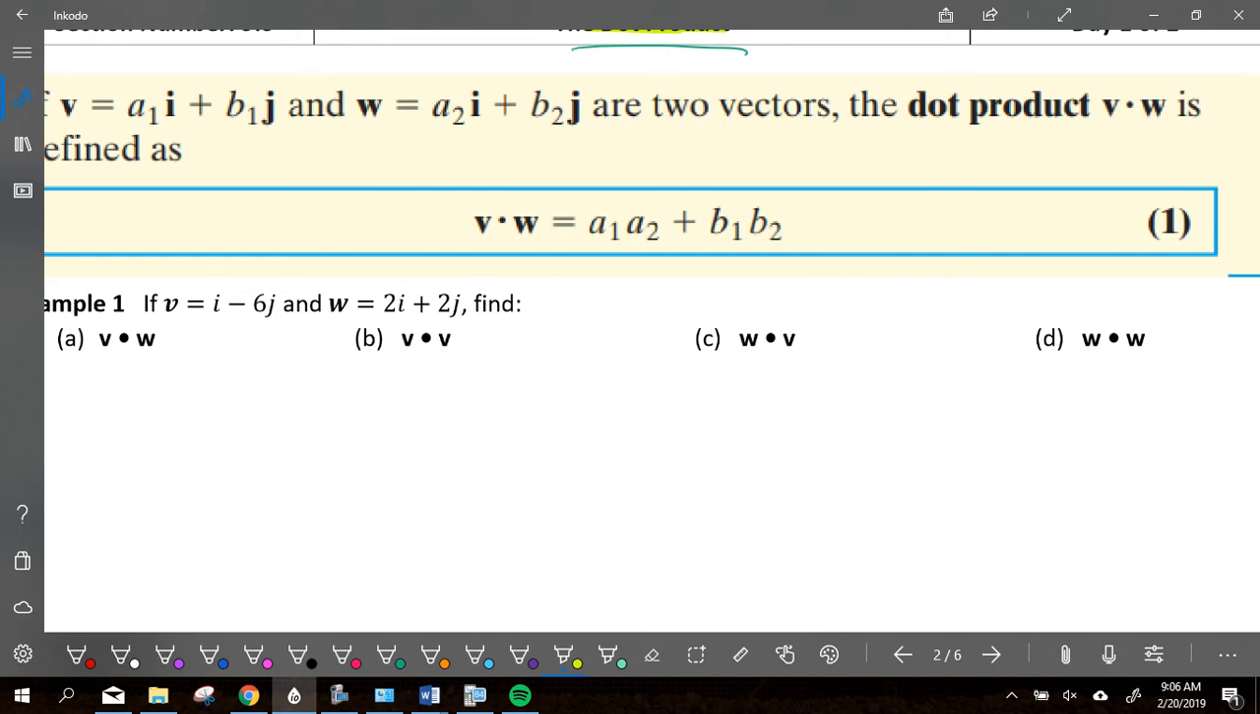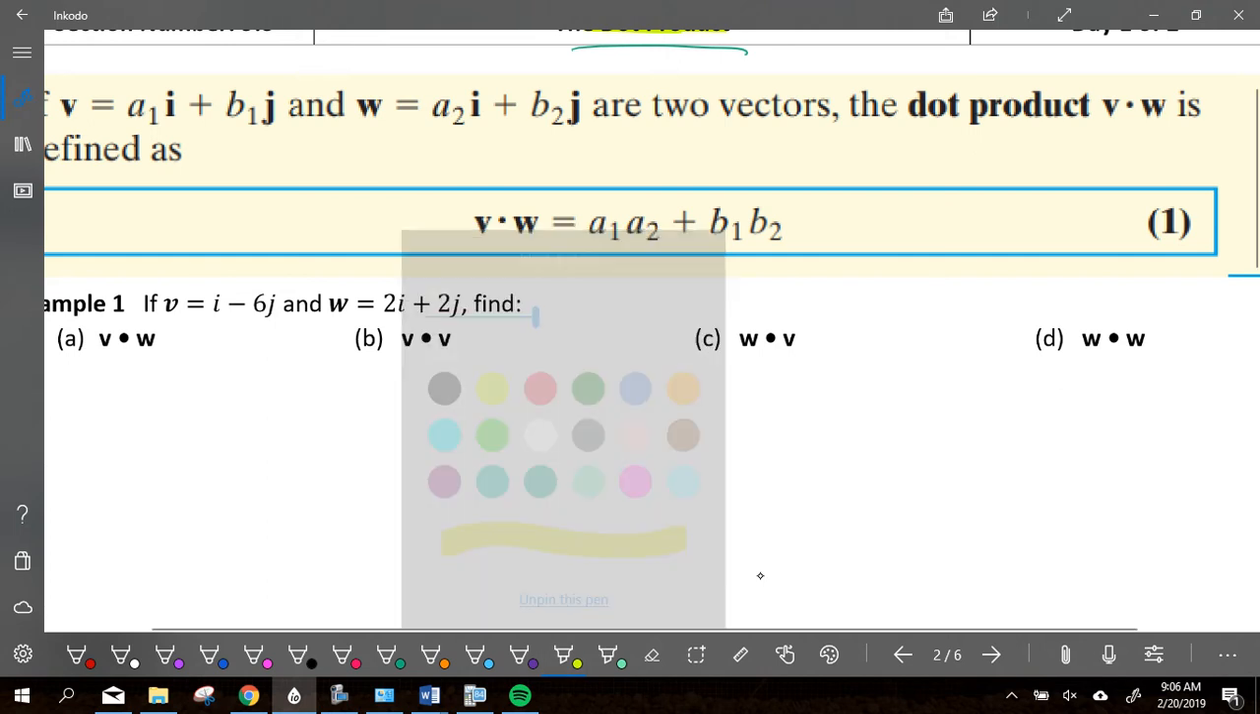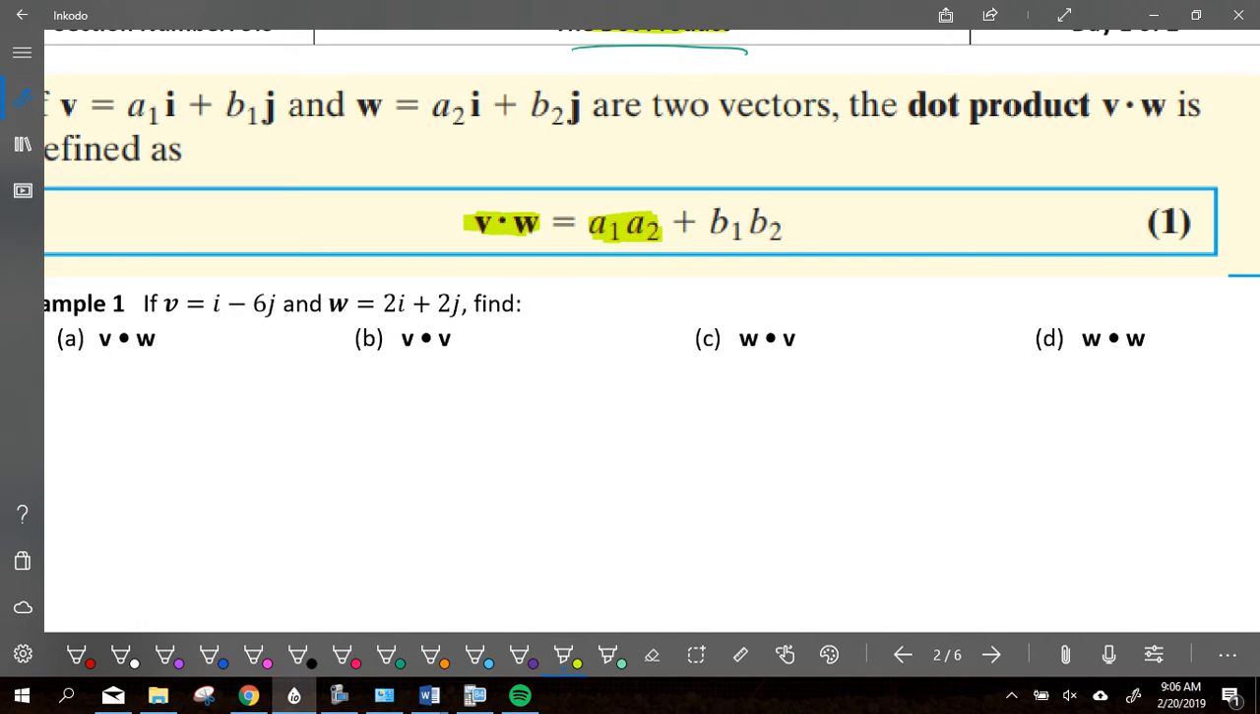So here's what we're doing. We're just starting off with understanding how to do the dot product. To find the multiplication of two vectors, if I want to take v times w, you are going to take the x components of both vectors and multiply them together. And you're going to take the y components of both vectors and you're going to multiply them together. And then you're going to add those numbers to get a dot product.